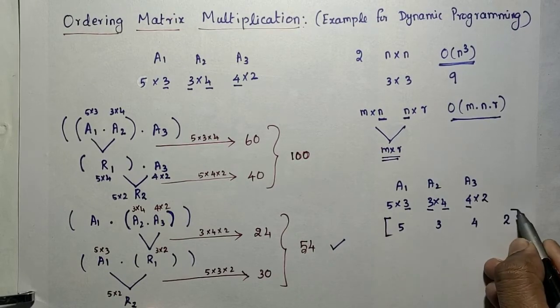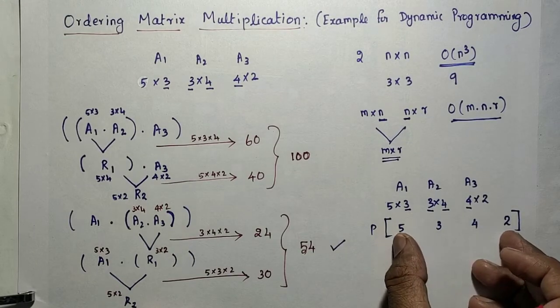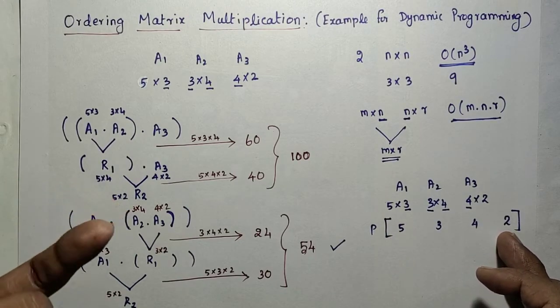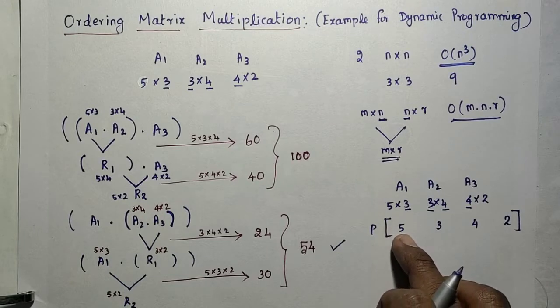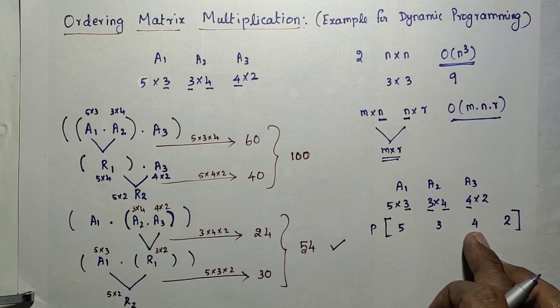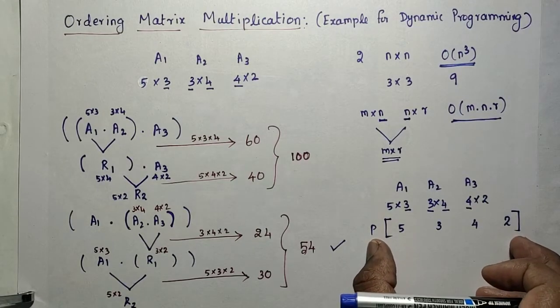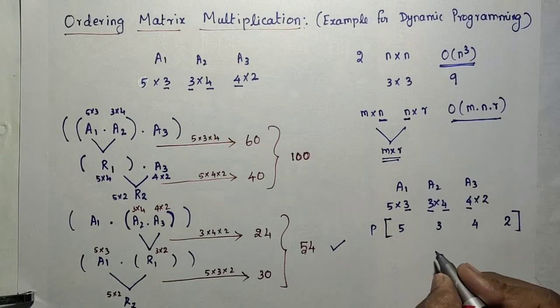This will be passed as an array, that is P: P0, 1, 2, 3, 4 like that. So only the dimensions will be given. If 4 values are given, you have to assume 3 matrices. The dimensions will be 5 by 3, the next matrix is 3 by 4, the next matrix is 4 by 2. Like that you have to get. So if n values are given in that array, the number of matrices is n minus 1. So that is the input.